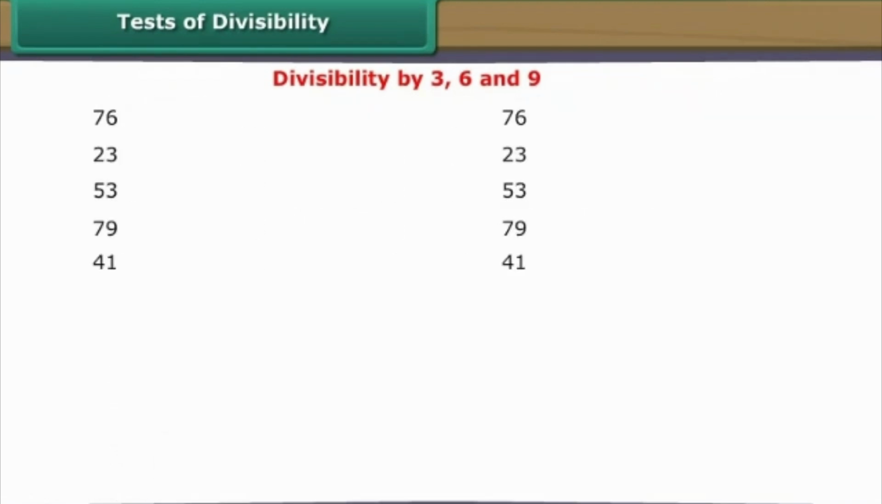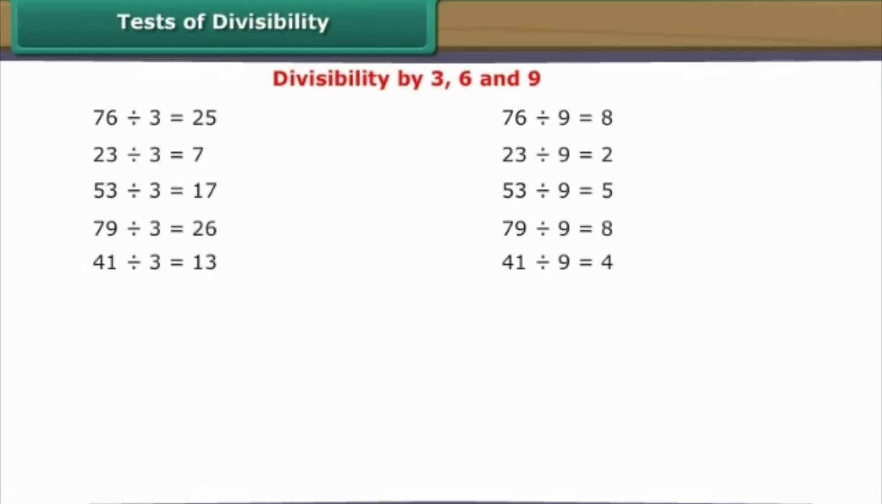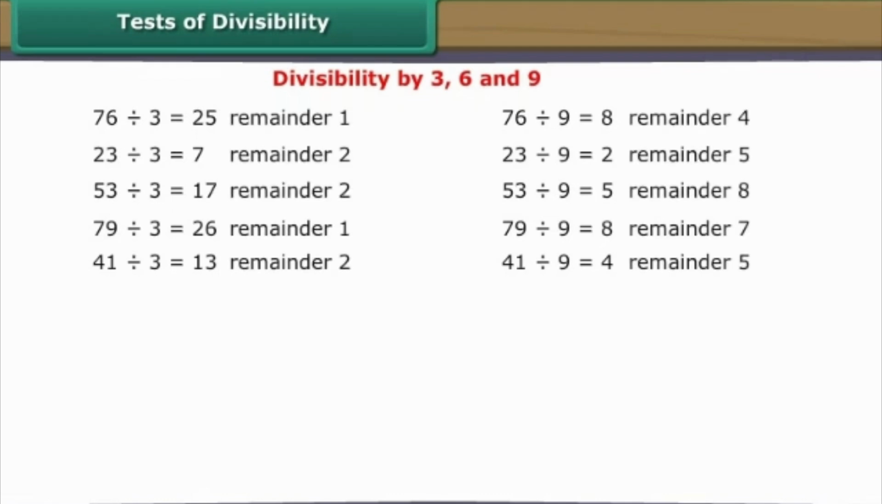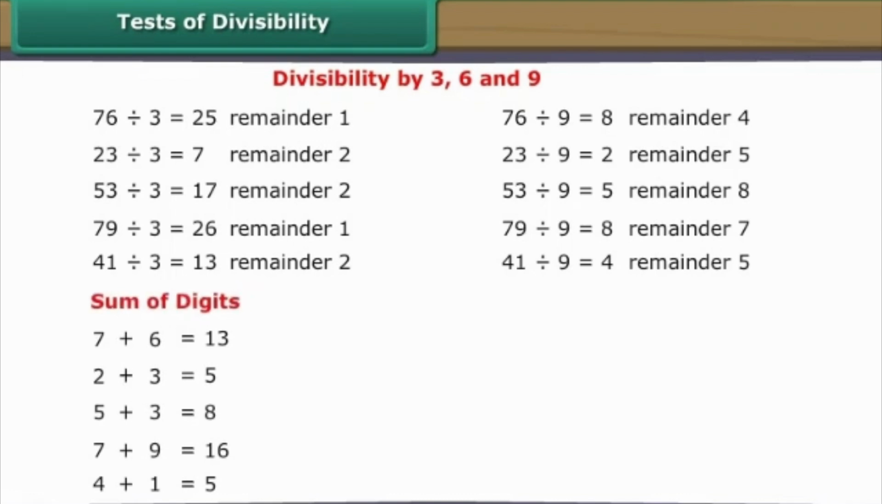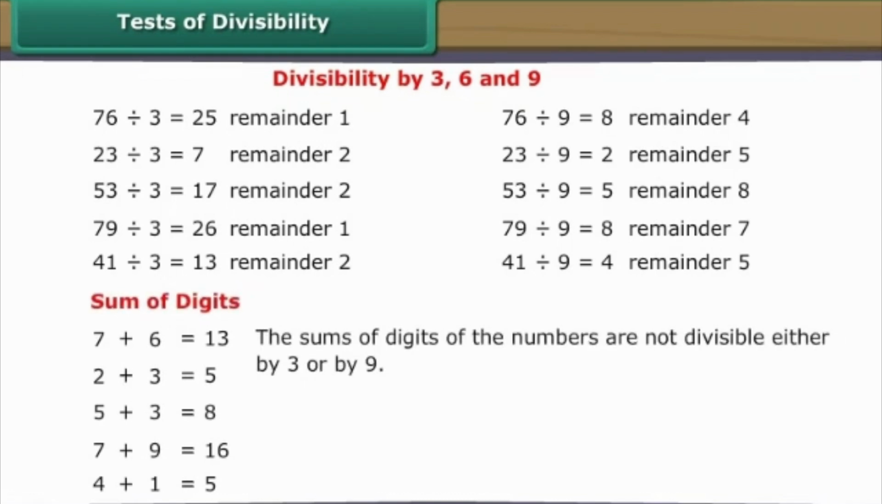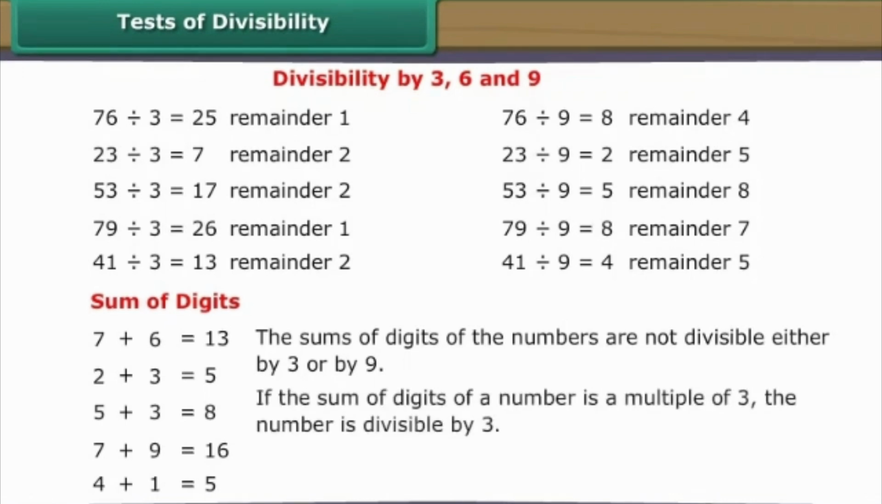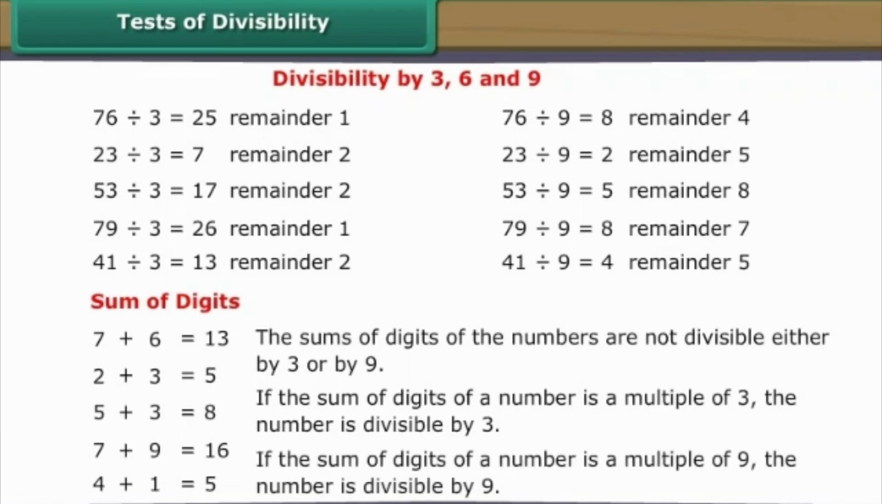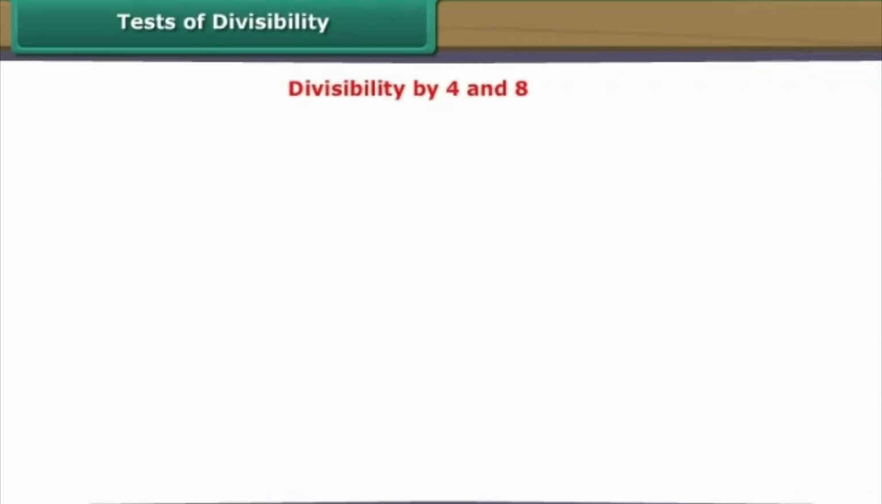Consider some more numbers: 76, 23, 53, 79, 41. Let us divide them by 3 and 9. 3 and 9 do not divide them exactly. Sum up the digits of each number. What do you find? The sums are not divisible by 3 and 9. Therefore, we can say that if the sum of digits of a number is a multiple of 3, the number is divisible by 3. If the sum of digits of a number is a multiple of 9, the number is divisible by 9.